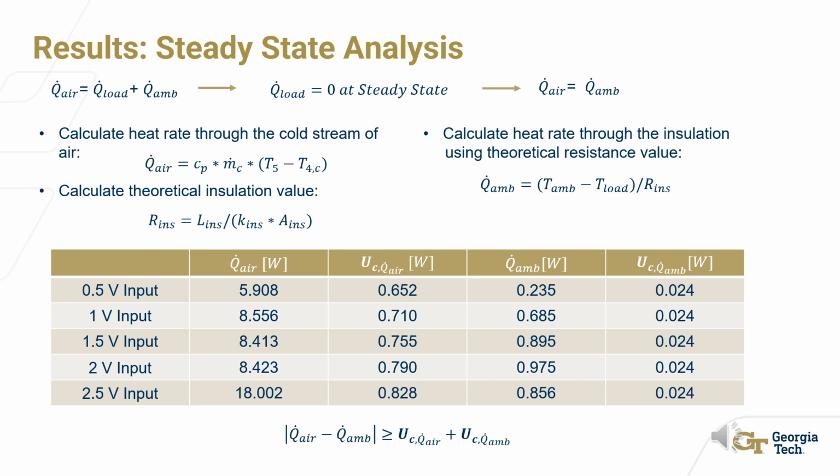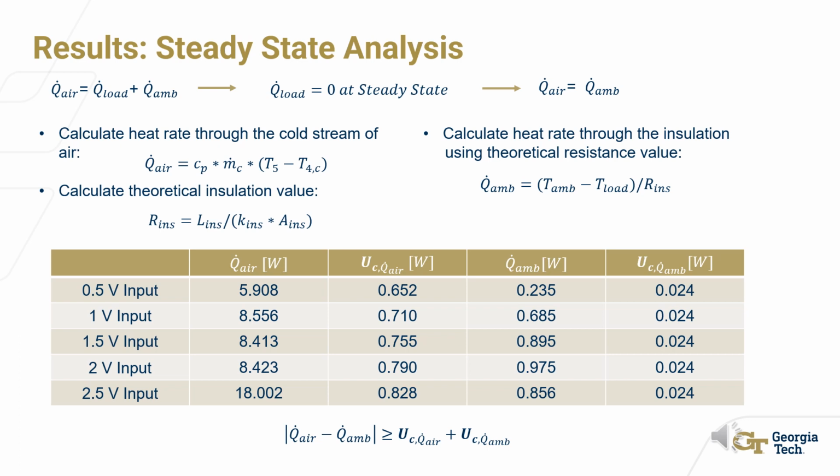and then, after calculating the theoretical insulation value, the heat rate through the insulation was calculated. The results will allow us to determine how accurate the theoretical thermal insulation resistance model is. As can be seen from the data, the heat rate through the cold stream of air and the heat rate through the insulation did not match within the experimental uncertainty bounds. This indicates that the theoretical thermal insulation model cannot accurately quantify the thermal insulation.